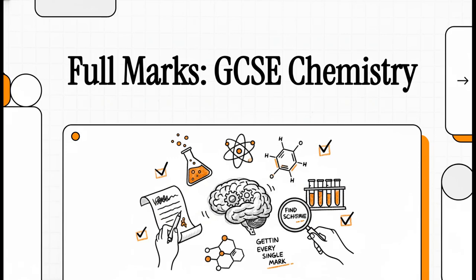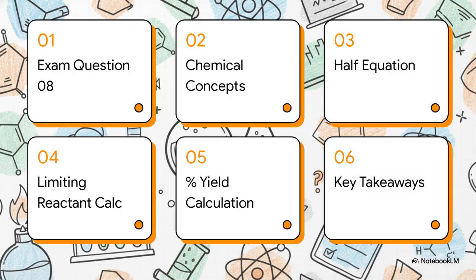Welcome to The Explainer. Today, we're going to do a masterclass on how to absolutely ace your chemistry exam. And we're going to do it by learning to think like an examiner. We'll be deconstructing a high-value question, using the official mark scheme to see exactly what you need to write to get every single mark.